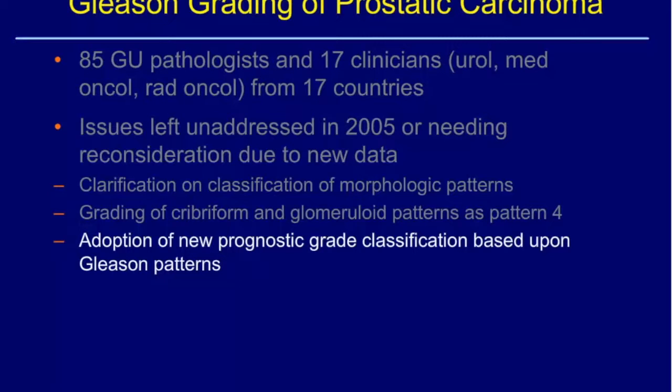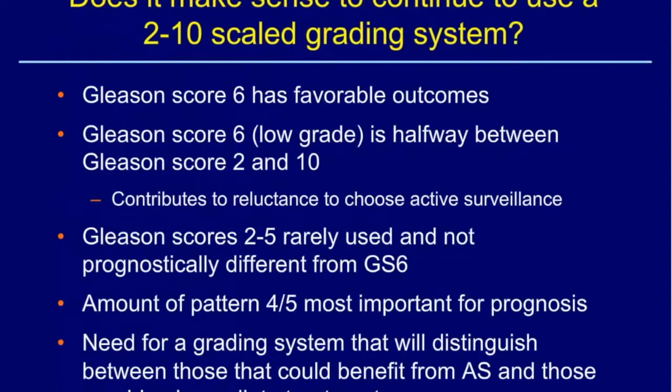a new grade classification based upon the Gleason patterns. Basically, the question is this. In the modern contemporary era, does it still make sense to continue to use a 2 to 10 scaled grading scoring system? We know that Gleason Score 6 has favorable outcomes. I showed you the data. Yet, to the patient's eye, a Gleason score of 6 falls halfway between Gleason score 2 and 10. How can you say it's low grade?